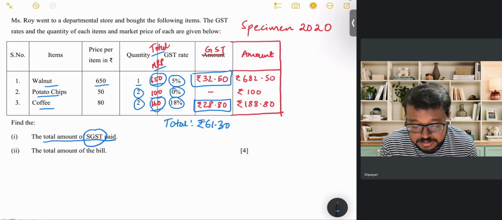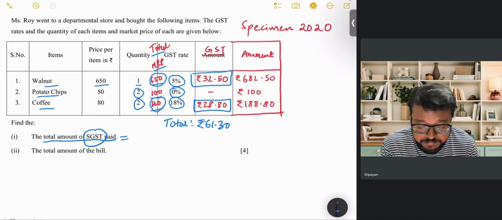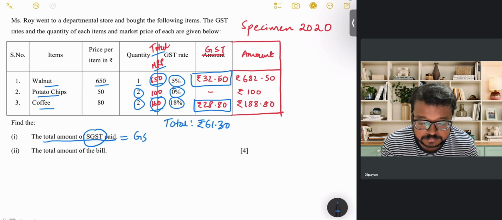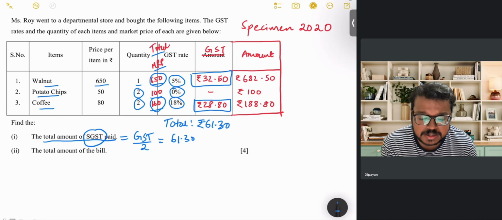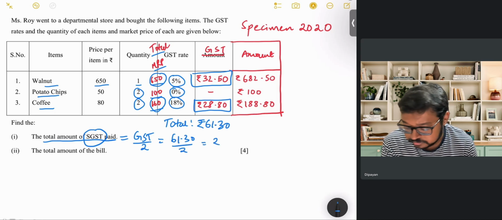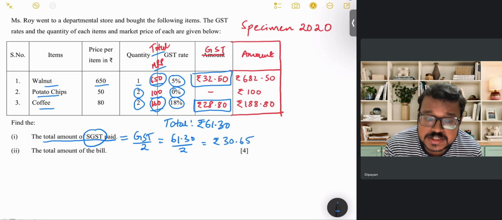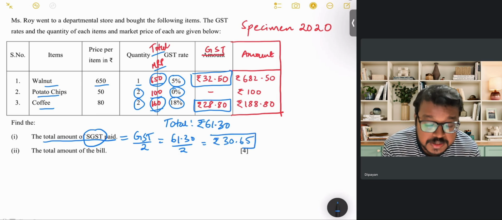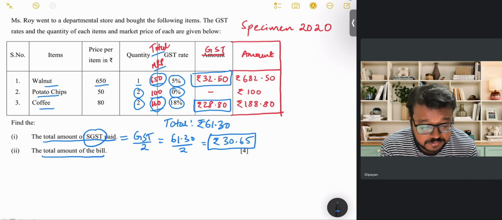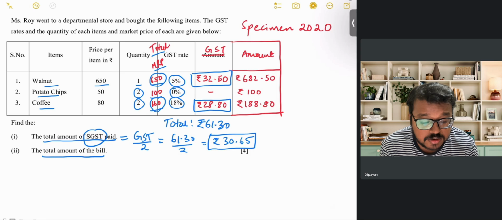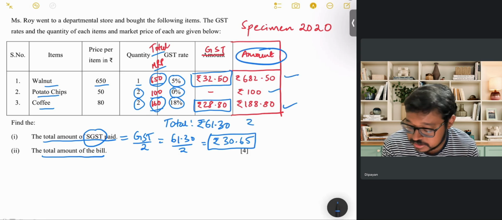So when I'm answering the question, the total amount of SGST paid will be equal to the GST divided by 2, which is 61.30 divided by 2, and that is rupees 30.65, 30 rupees 65 paise. So this is the answer to the first part. And the final answer, total amount of bill, will be the total of the amount column, which is adding up these three values, and it will come up to be rupees 900.